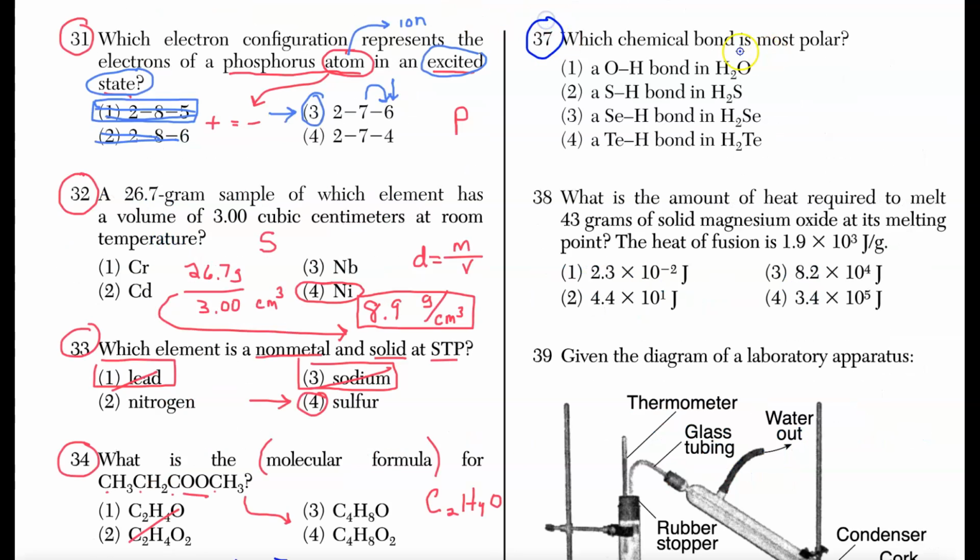Number 37, which bond is most polar? This is not asking which molecule is polar. We're talking about the bond. And polar means there's differences. Why is there differences? Because in a bond like this, we're talking about a covalent bond. And you should know covalent bond is sharing. Now, if I have an O and I have an H and they're sharing electrons, okay? If they are the most polar, they're going to share the most unequally, right?